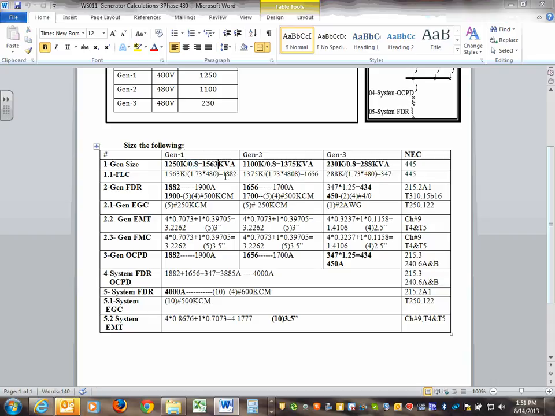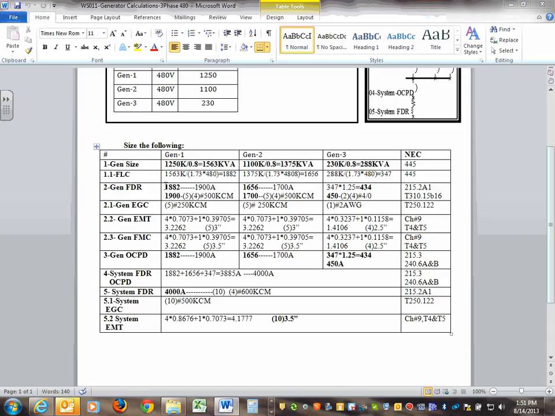The reason why I did this one, because I need the full load amp of this generator. So here's my full load amp of generator 1. Can you guys see that? Generator 2 and generator 3. All of them, I'm finding the full load amp. Because when I size cables and when I size overcurrent devices, I size them based on what? Amps. But everybody knows why 0.8. If you know your generator is 0.9, you can stick a 0.9 there, and then it gets you less kVA. Okay, then generator feeder.